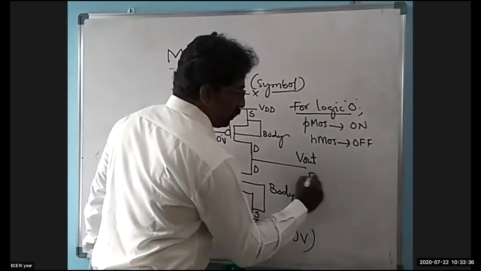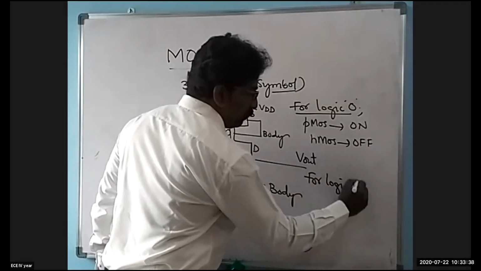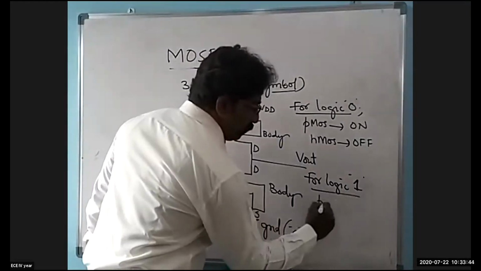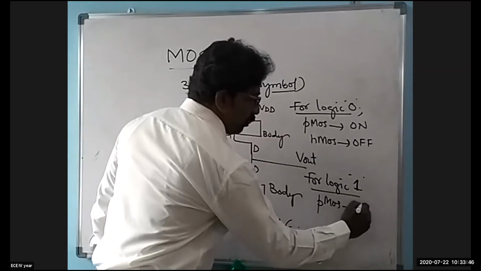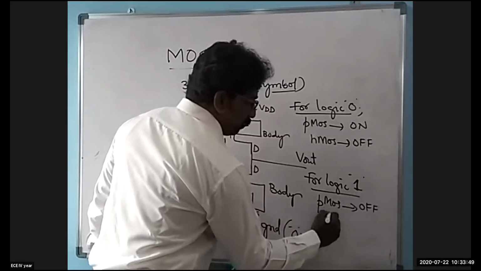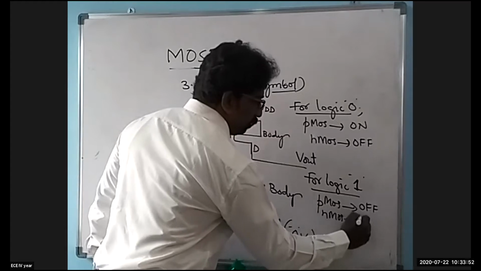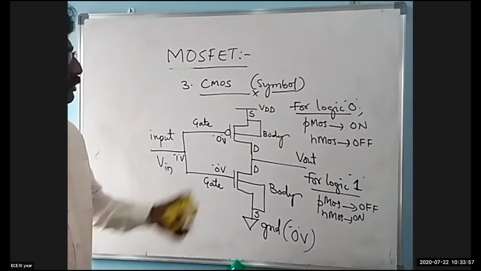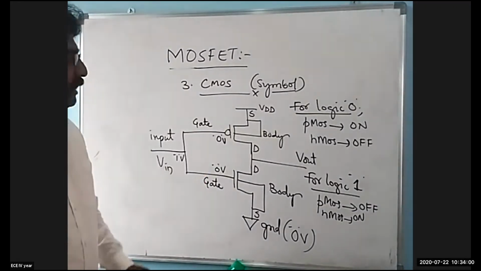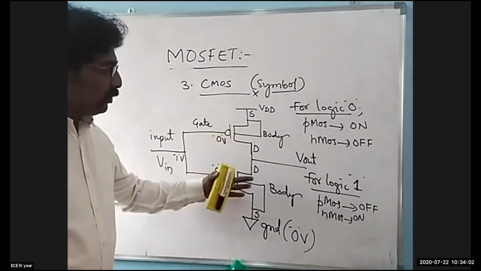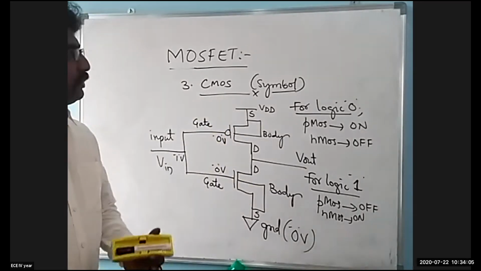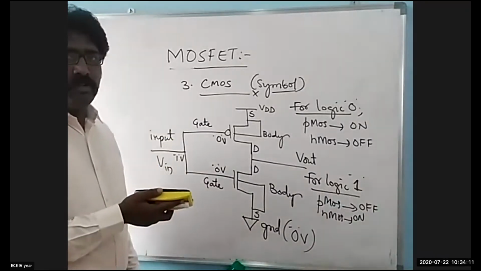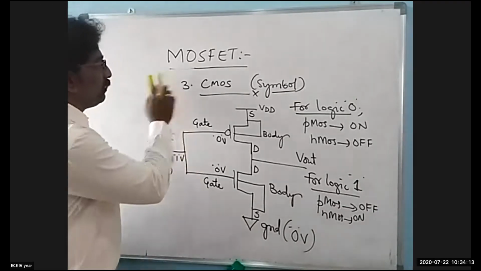Now, for logic 1, whenever your input is logic 1, what happens? Your pMOS is off, nMOS is on. So this is how a CMOS device will be working. This is the symbol of the CMOS structure, where it has 4 terminals of pMOS and 4 different terminals of nMOS. So this is regarding the CMOS structure. I hope the particular topic is clear to you all.